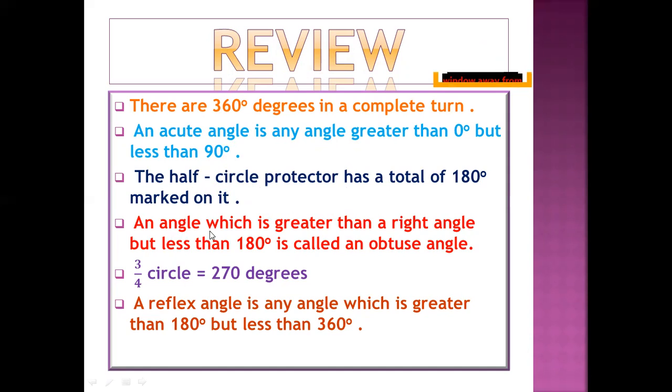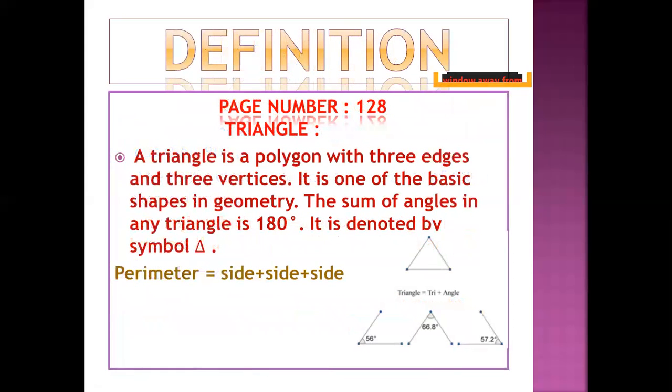An angle which is greater than a right angle but less than 180 degree is called an obtuse angle. 3 by 4 circle is equal to 270 degree. A reflex angle is any angle which is greater than 180 but less than 360 degree. These are the points for your previous knowledge. Yes, now come to page 128. On page 128 and 129, there are definitions about the triangles with respect to sides and also with respect to angles. We make different groups of triangles with respect to sides and with respect to angles.